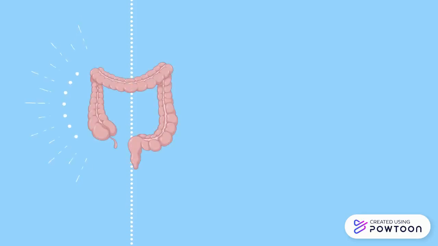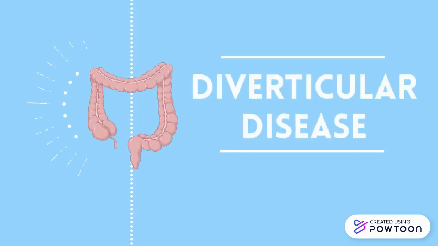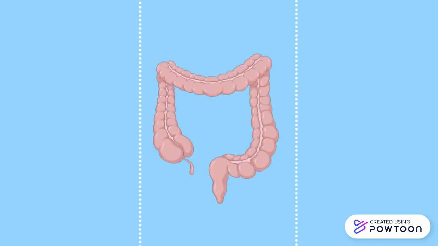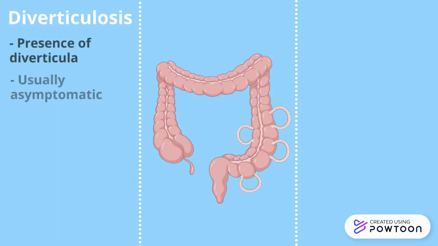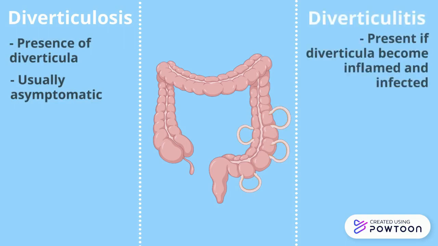Diverticular disease refers to the presence of outpouchings, known as diverticula, formed in the large intestine. Diverticular disease presents in two ways: diverticulosis, which is the condition of having many diverticula. This is usually asymptomatic. However, diverticulosis can progress into diverticulitis, which is present if diverticula become inflamed and infected.